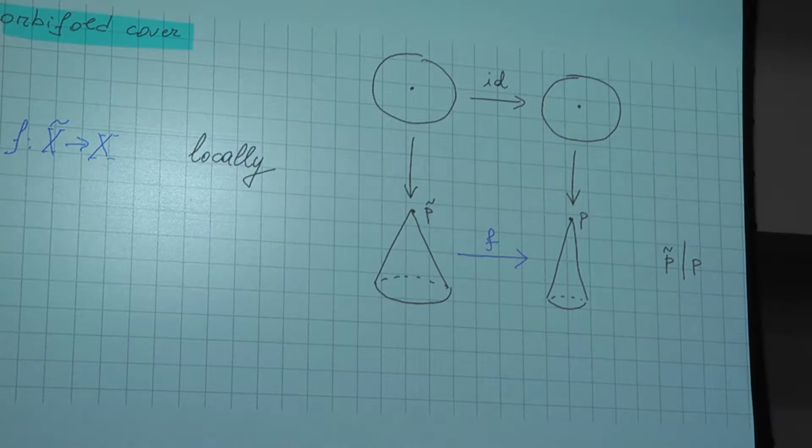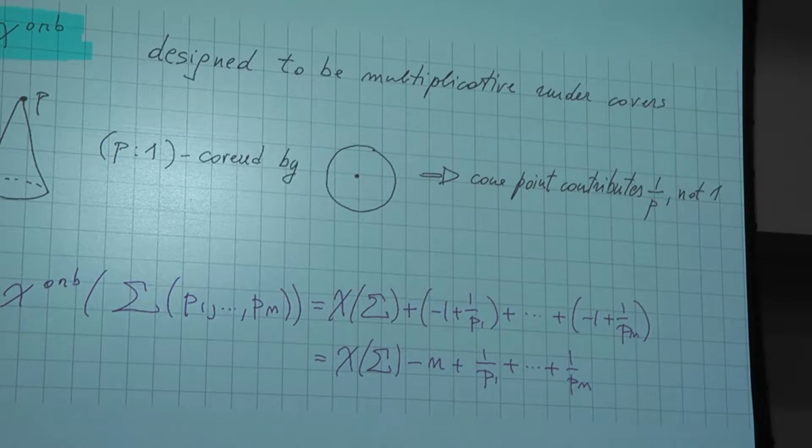Then you have a notion of orbifold cover. It's a map between orbifolds that is locally modeled on something very easy: a cone point over a cone point, where the order of the cone point upstairs should be a multiple of the order of the cone point downstairs, and this map should be commutative. These are the local charts I described before, the quotients, and it should factor through the identity. So an orbifold cover is just a map having this local model.